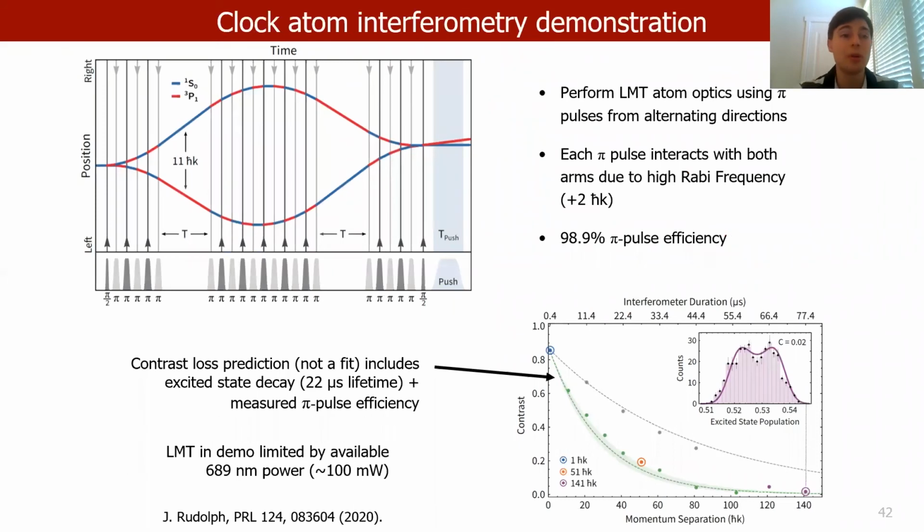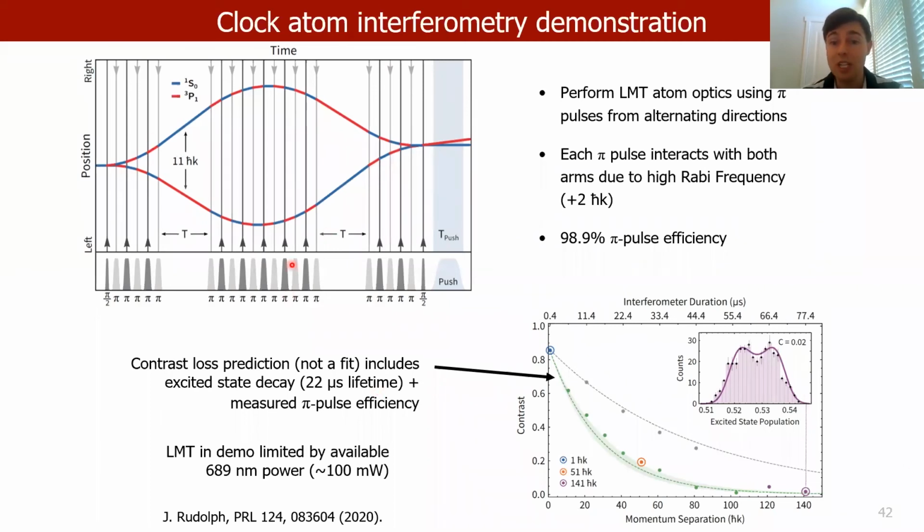An atom interferometer using the strontium clock transition to the 3P0 state was demonstrated by Guglielmo Tino's group in Italy in 2017. But so far, no one has implemented large momentum transfer sequences with the clock transition. As a first step in that direction, Jason's group recently demonstrated LMT atom optics with the 7 kilohertz transition to the 3P1 state. This is a spacetime diagram of the interferometer.